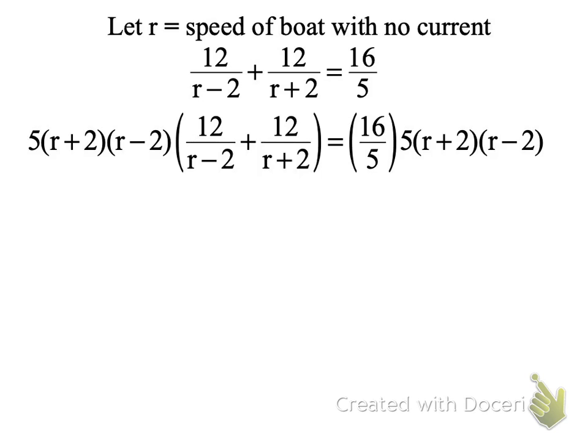When I distribute here, what do I have? 12 times 5 times R plus 2. And 12 times 5 is 60. Do you understand why they're getting 60? Okay, now when I distribute here, what do I get? The R plus 2 cancels, and we're left with 5 times 12, which is 60, plus 60 times R minus 2.